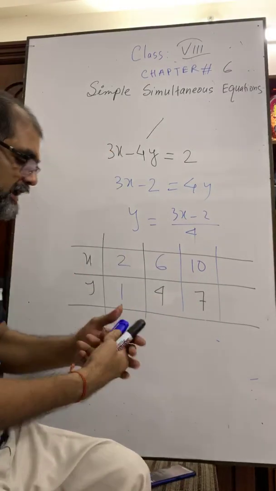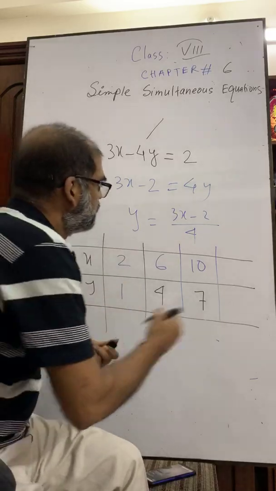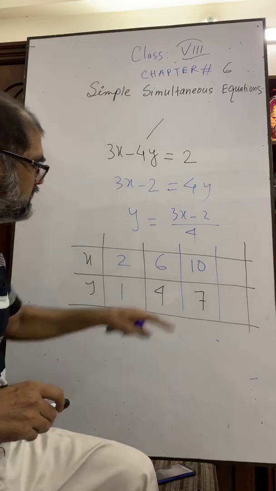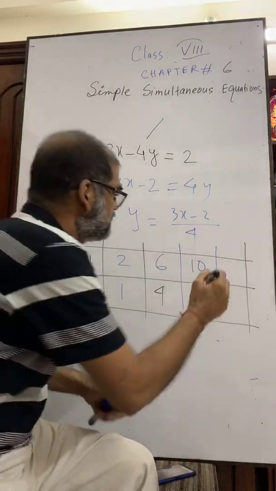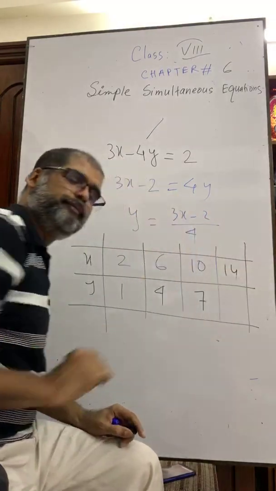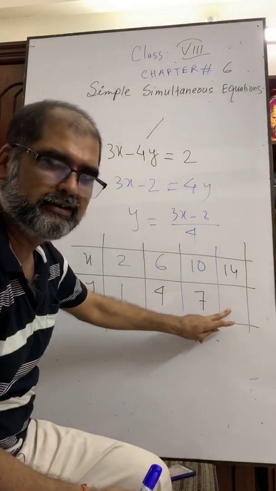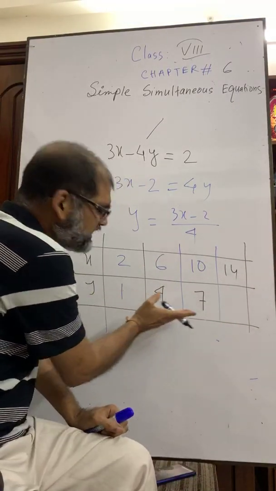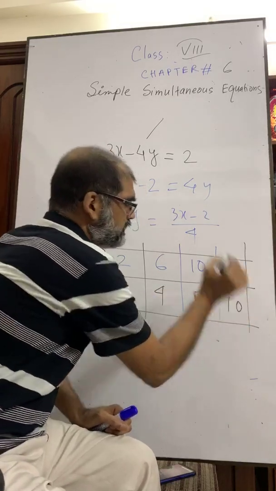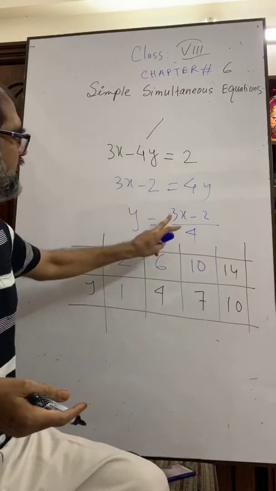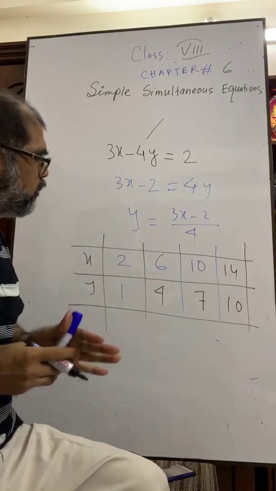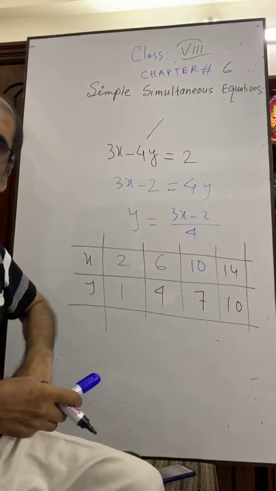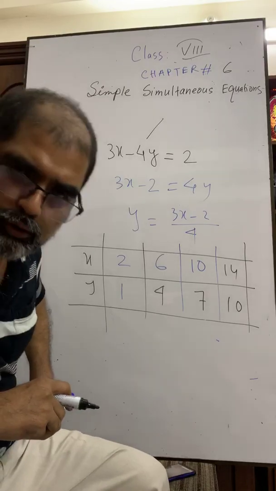You see another thing. Please pay attention. Suppose I am taking another part. 10 plus 4 equals what? 14. Can you tell me what will be here? I don't need to calculate it. I know it is being increased by 3. So it will be 10. You calculate it. 3 times 14, 42. 42 minus 2 equals what? 40. 40 divided by 4 equals 10. Have you got me?